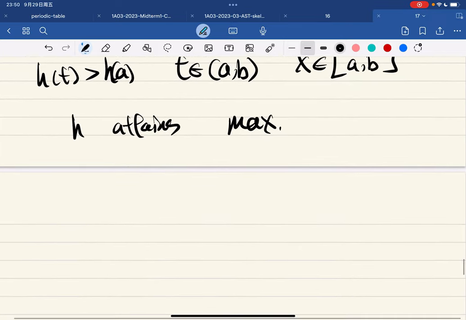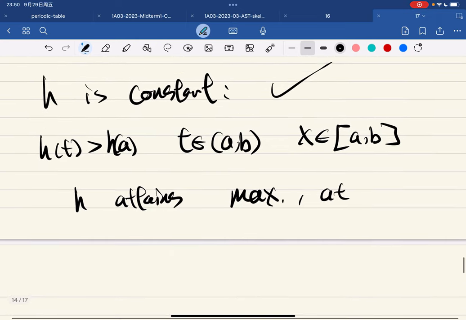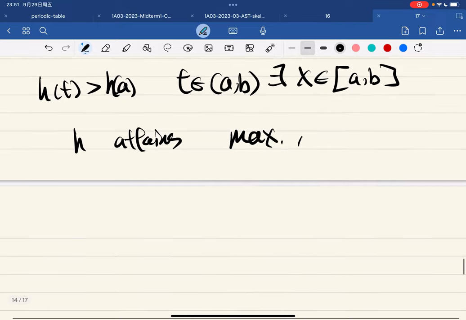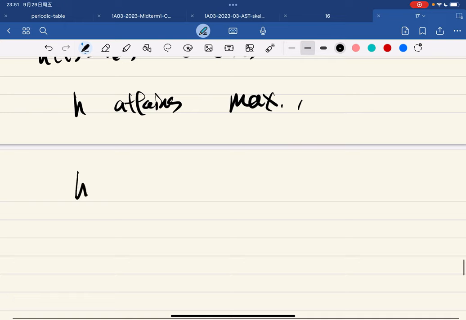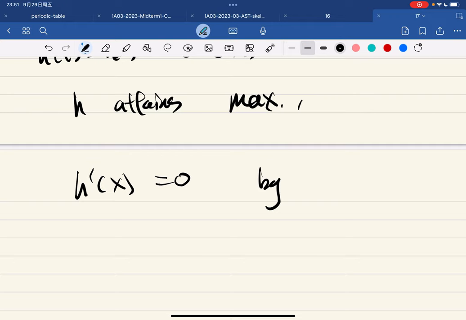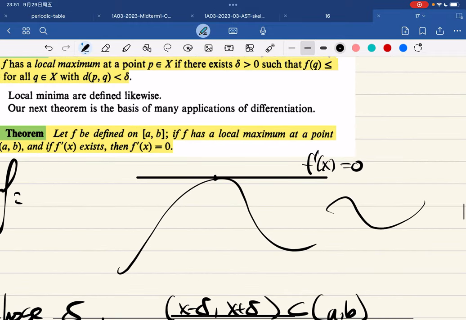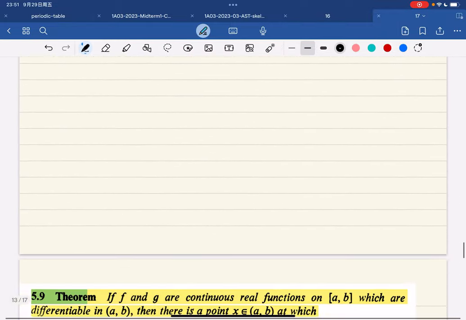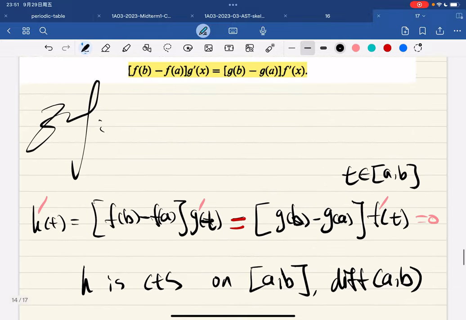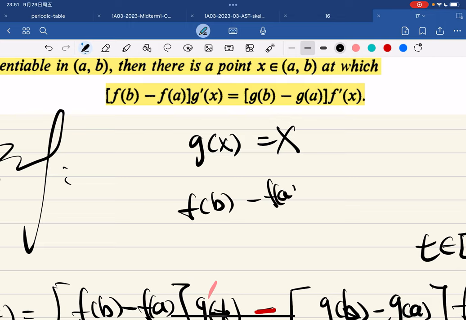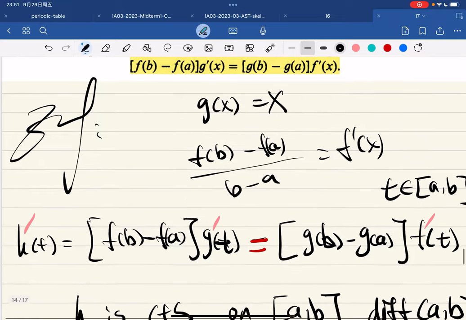So there exists a point x such that it attains its maximum. Now, if it attains its maximum, then we know that the derivative of h at x is zero by the previous theorem, right? Because we showed that if it's a maximum or a minimum, its derivative should be zero. We proved it. And now we apply this, which gives the general mean value theorem. Now when g of x is equal to x, then we have the mean value theorem, which is (f(b) minus f(a)) over (b minus a) equal to f prime of x for some x. And we're done.